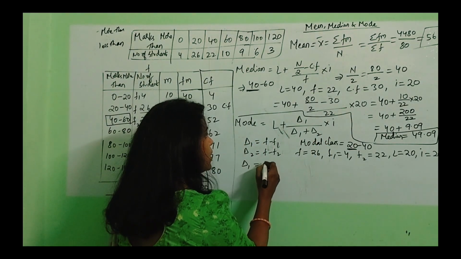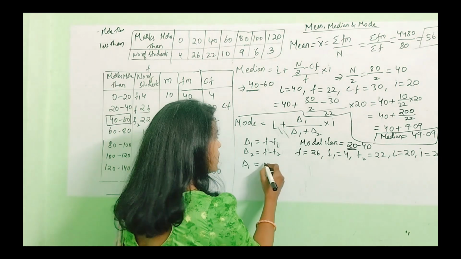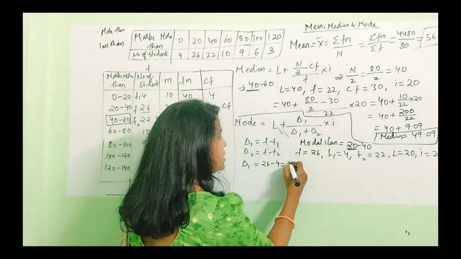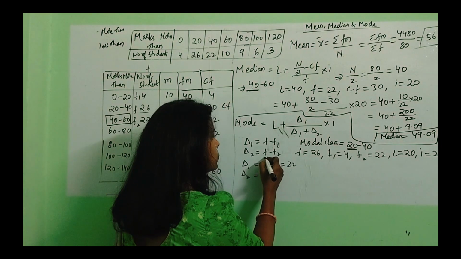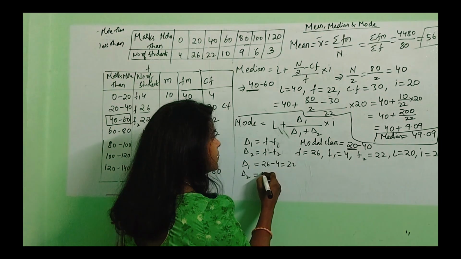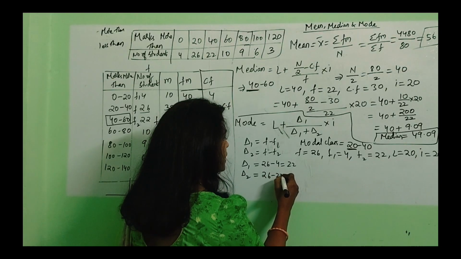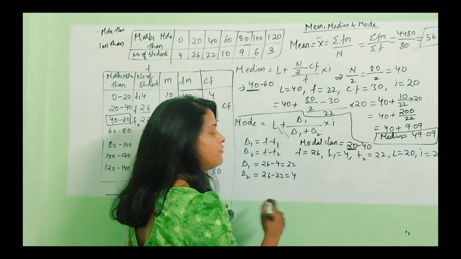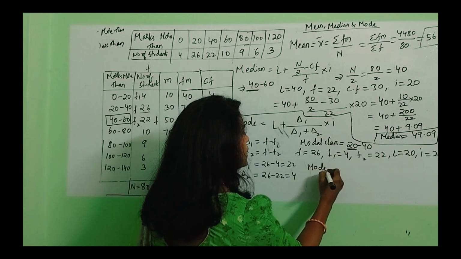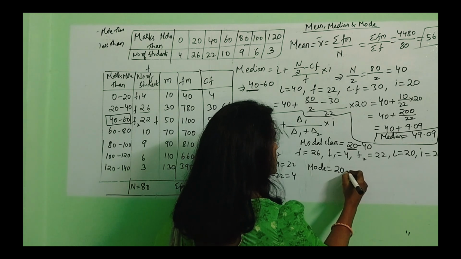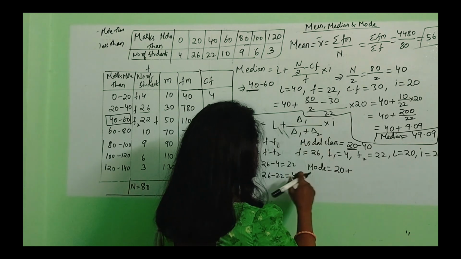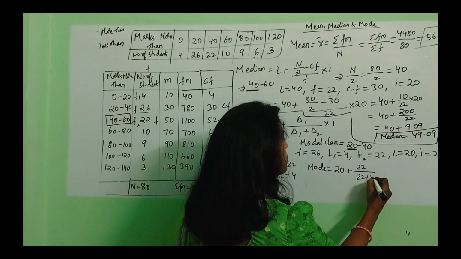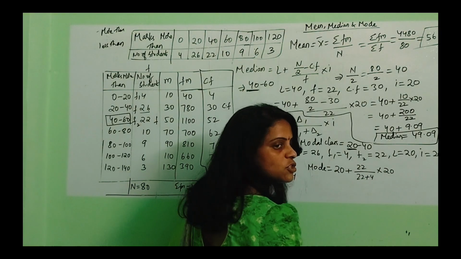Now just substitute that in the formula. That is delta 1 equals F minus F1. That is 26 minus 4. So what is the value? That is 22. Next, delta 2 equals F minus F2. That is 26 minus 22. That is 4. Okay, we got delta 1, delta 2. Just substitute that in the formula. Mode equals L, 20 plus, what is delta 1 we got? 22 by, what is delta 1 plus delta 2? 22 plus 4, into I, that is 20.